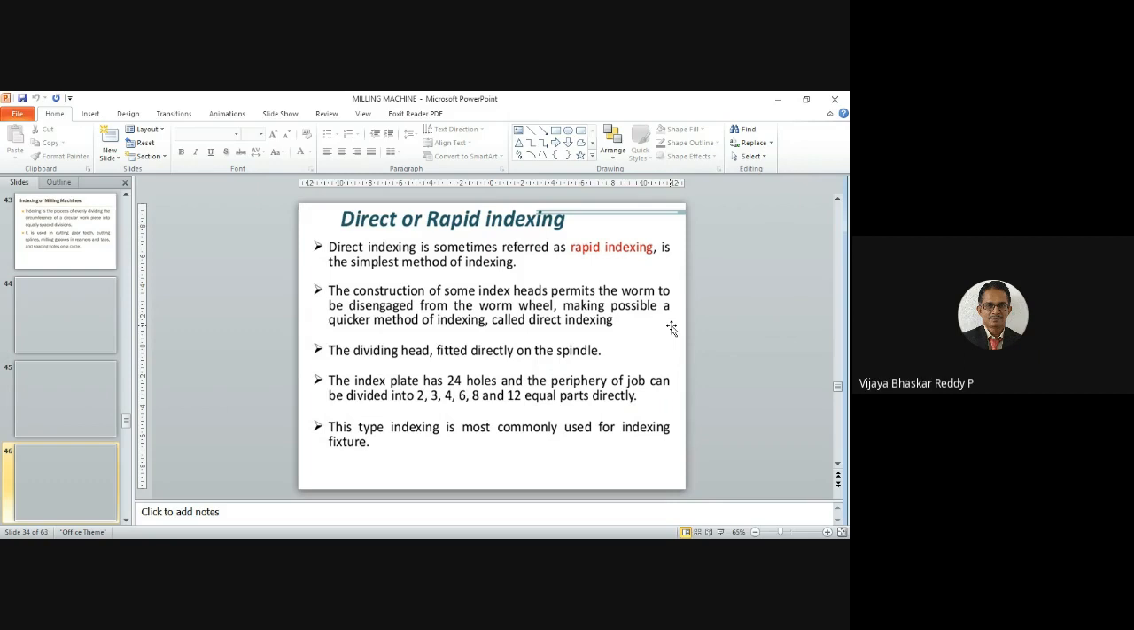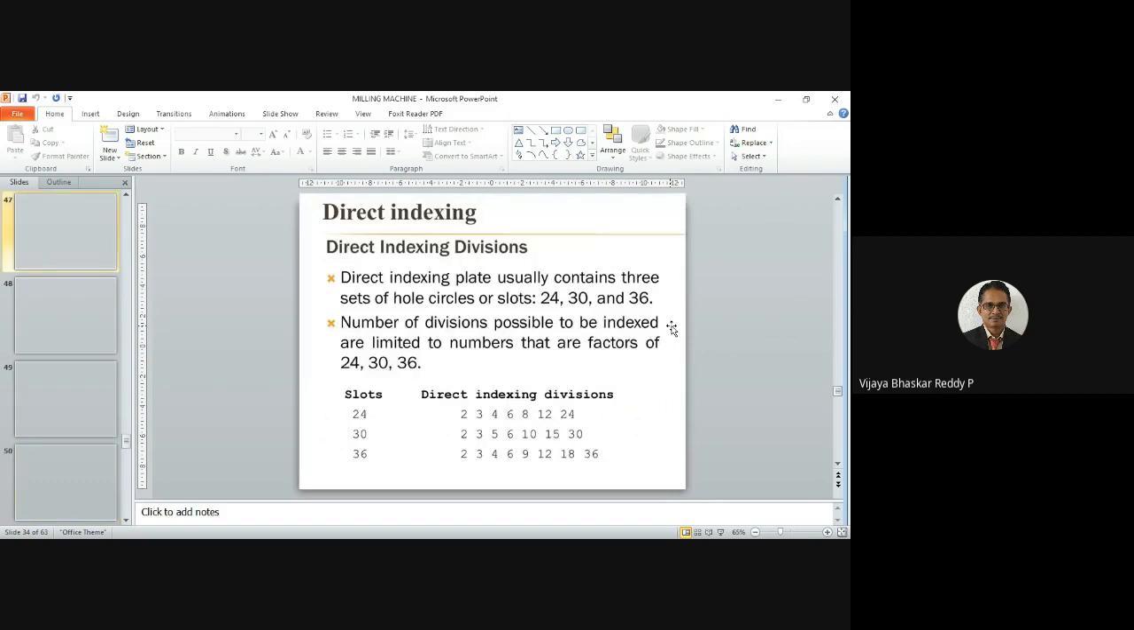The indexing plate has 24 holes, and the periphery of the job we can divide into two pieces, 24 by 2, three pieces, 24 by 3, 24 by 4, 24 by 6, 24 by 8 and 12 equal parts, because the indexing plate consists of 24 holes. So we can divide into 2, 3, 4, 6, 8 and 12 equal parts directly. This type of indexing is most commonly used for indexing fixtures and for particular purposes.